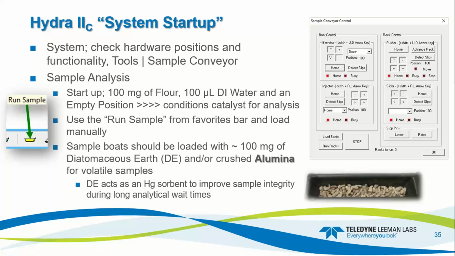And then if you're going to run volatile samples, you should use diatomaceous earth within that boat, or crushed alumina. So that's going to grab the mercury and secure it within the boat so you don't lose it. So it'll help with the loss and integrity of samples.